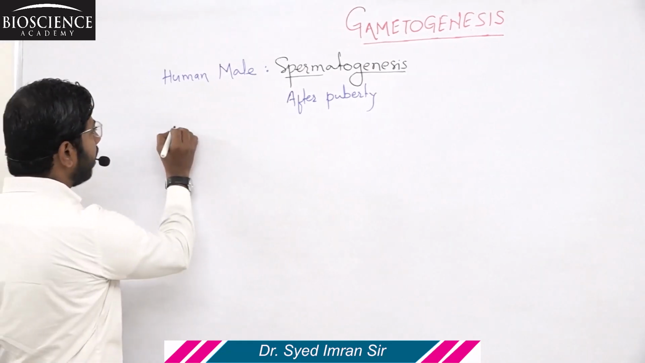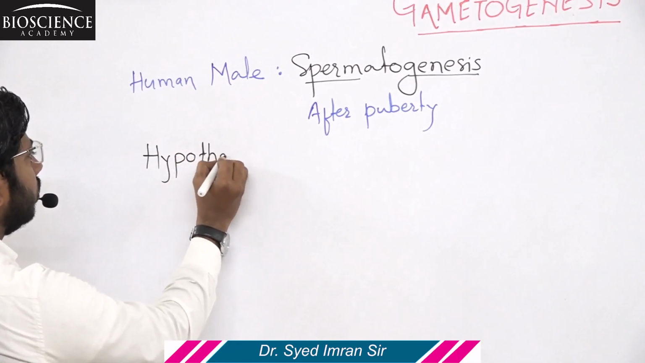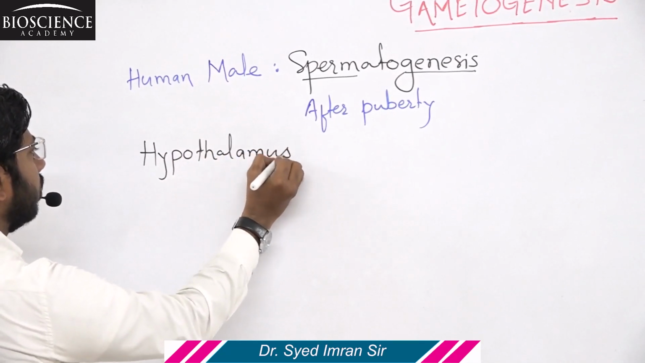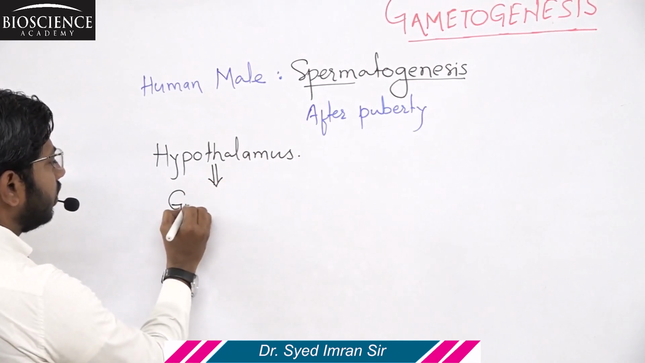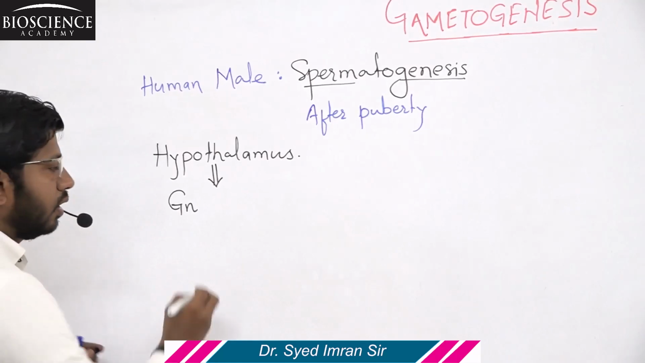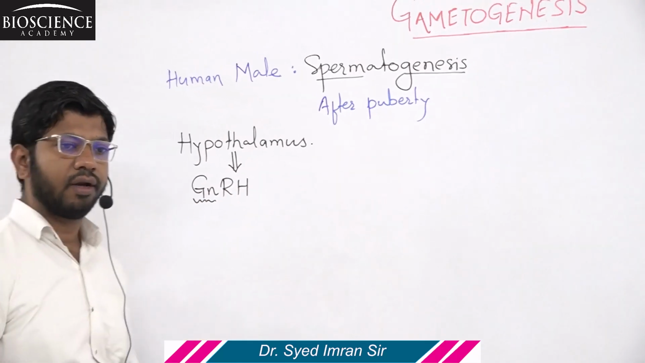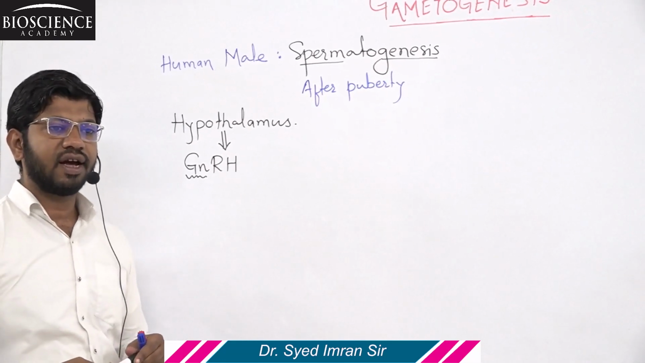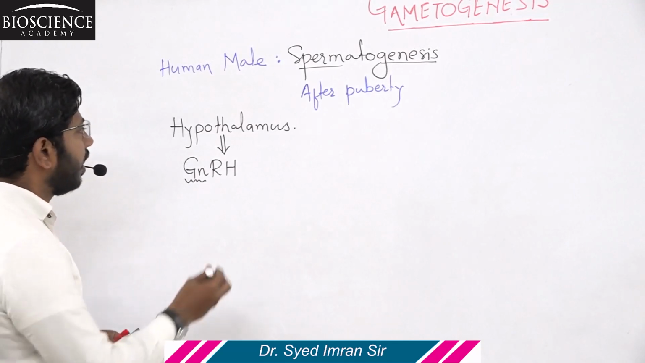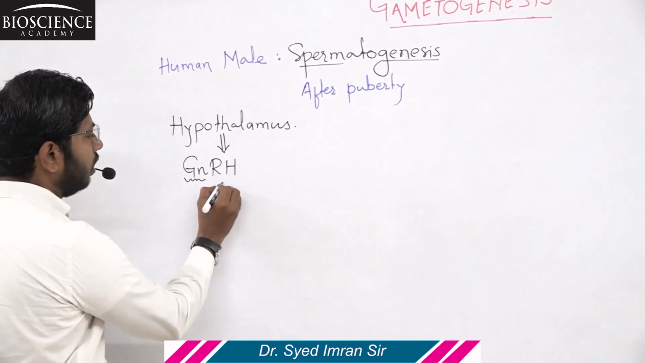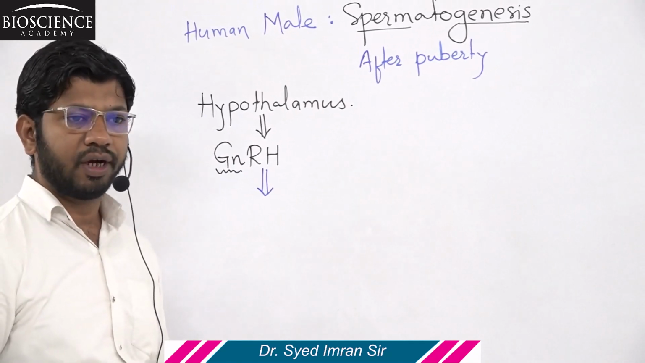One of the important parts of the limbic system is the hypothalamus. The hypothalamus secretes a hormone called gonadotrophin releasing hormone. There are two types of gonadotrophin. One is luteinizing hormone and another is follicle stimulating hormone. So when the hypothalamus secretes gonadotrophin releasing hormone, it strikes on the anterior lobe of the pituitary gland.